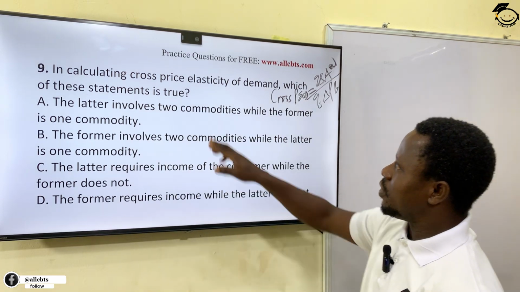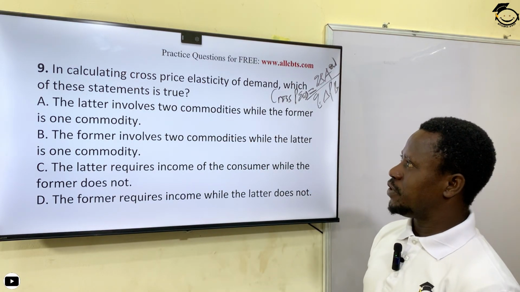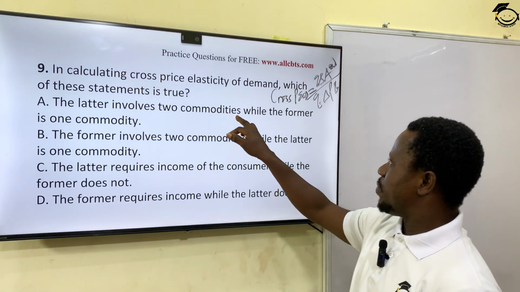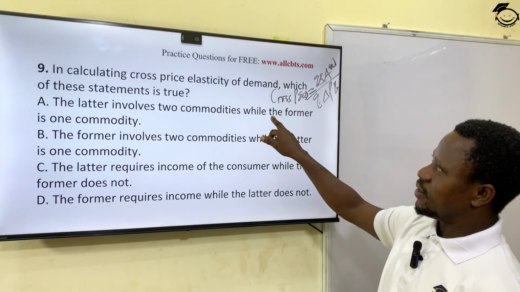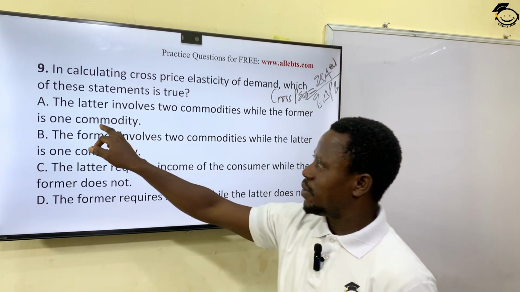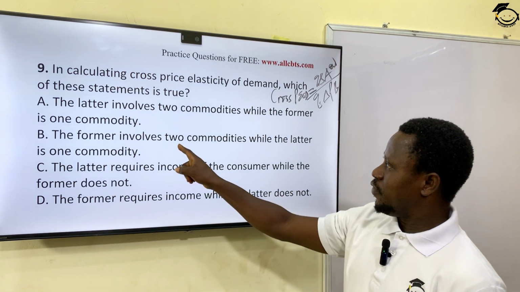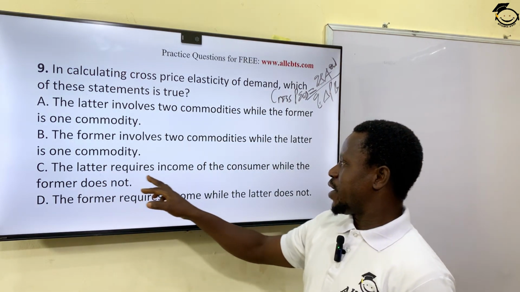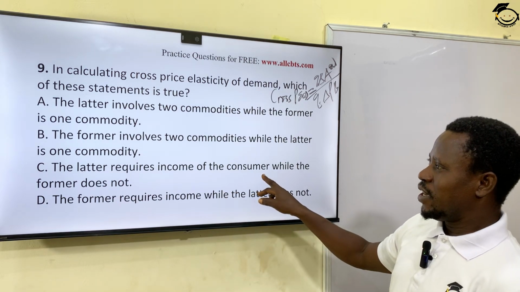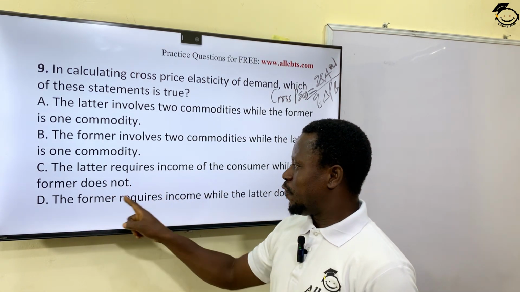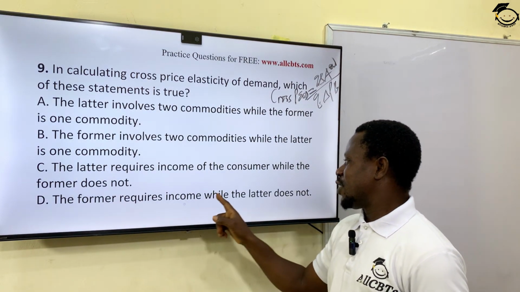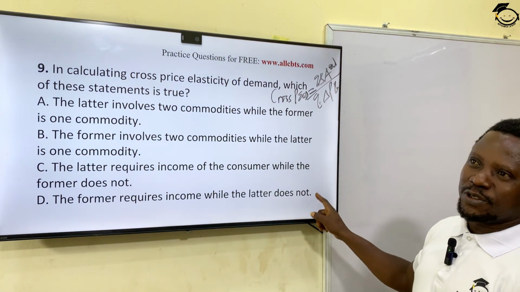In calculating this cross price elasticity of demand, which of these statements is true? The latter involves two commodities, while the former is one commodity. The former involves two commodities, while the latter is the opposite. The latter requires income of the consumer, while the former does not. The former, which is the commodity B, requires income, while the latter does not.